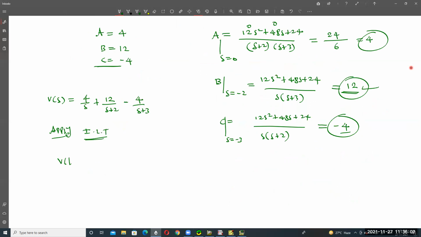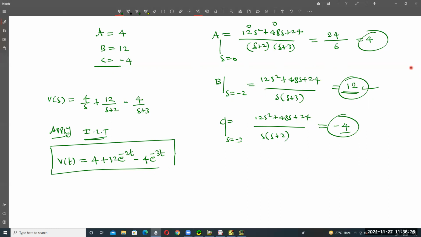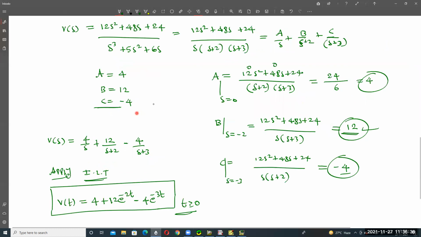Then you will get V of t is equal to 4 plus 12 e^(-2t) minus 4 e^(-3t). This is called the complete expression, the voltage across the capacitor for t greater than or equal to 0. So like this, we will get the complete expression of this circuit.